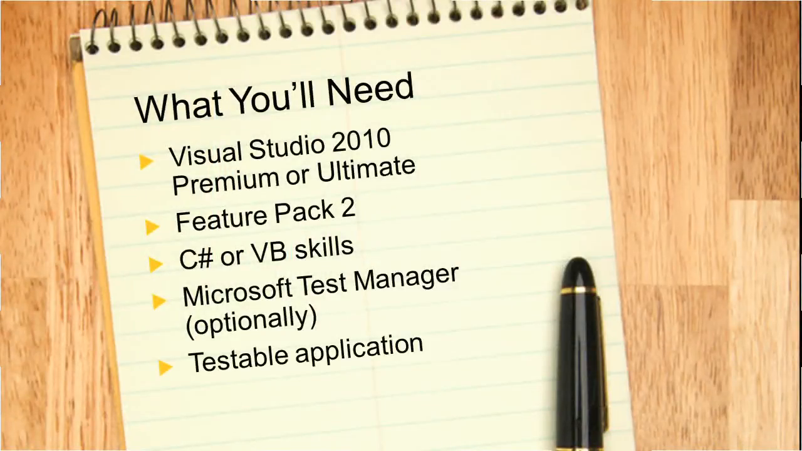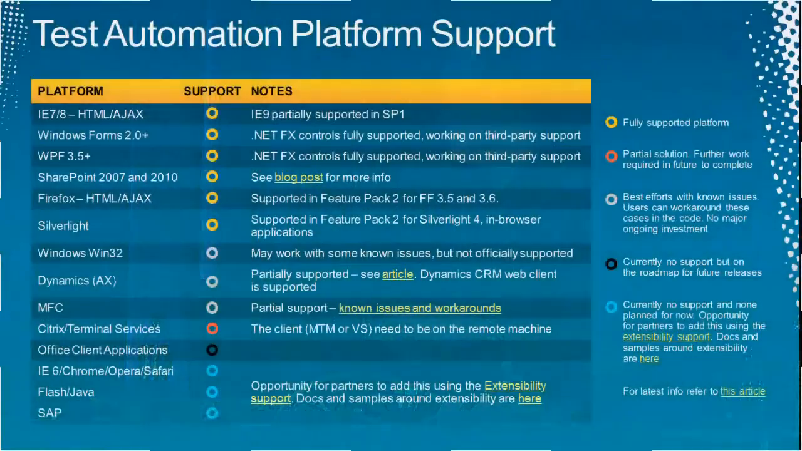And then finally, you'll need a testable application. So obviously not all applications are created equal. Our testing framework relies on us being able to get access to the accessibility layer of Windows and work with that application. Now, this is an eye chart slide, so I'll just go through it relatively quickly here.